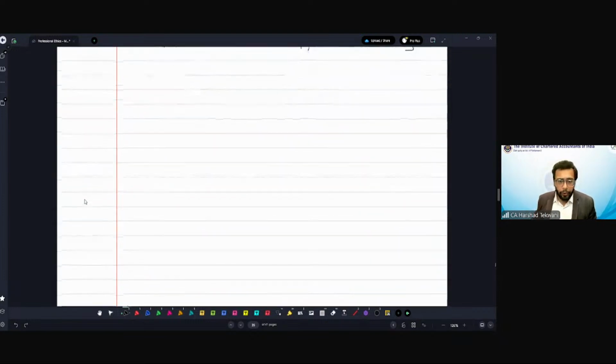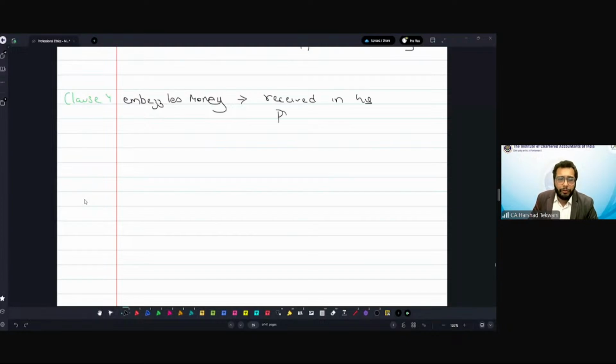And clause 4 for this part is: if a member of the institute, whether in practice or not, embezzles money received in his professional capacity, he will be held guilty of professional misconduct. Straightforward.